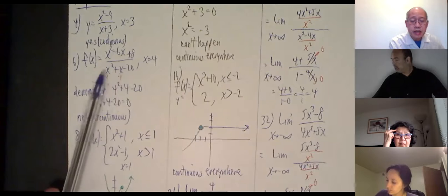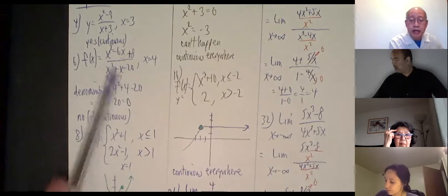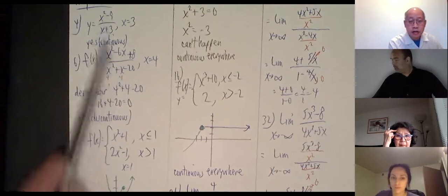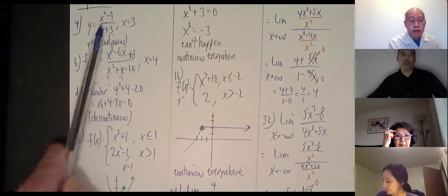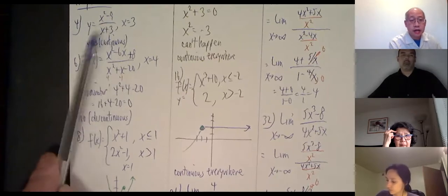So if I plug in something and I do not get a 0 in the denominator, it would be continuous. That's a property of these kind of functions. So like number 4, it's automatically continuous because I'm not dividing by 0.